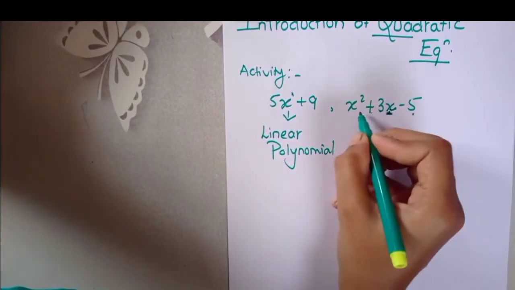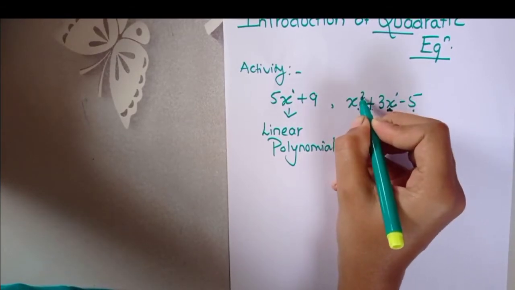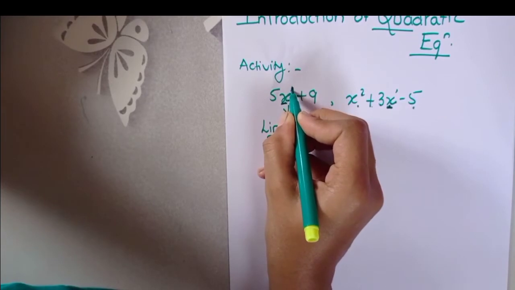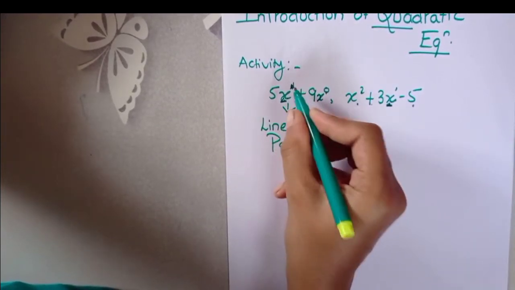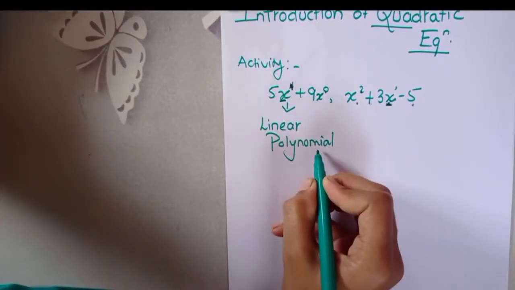In the other polynomial, the degrees of the variable x are 1 and 2. We have to consider the greatest one. Here x raised to 0 is the minimum. We consider the greatest, so it is said to be a linear polynomial.